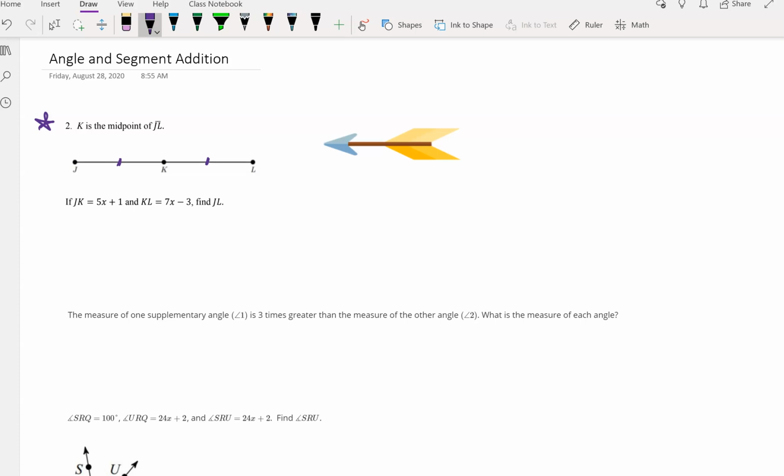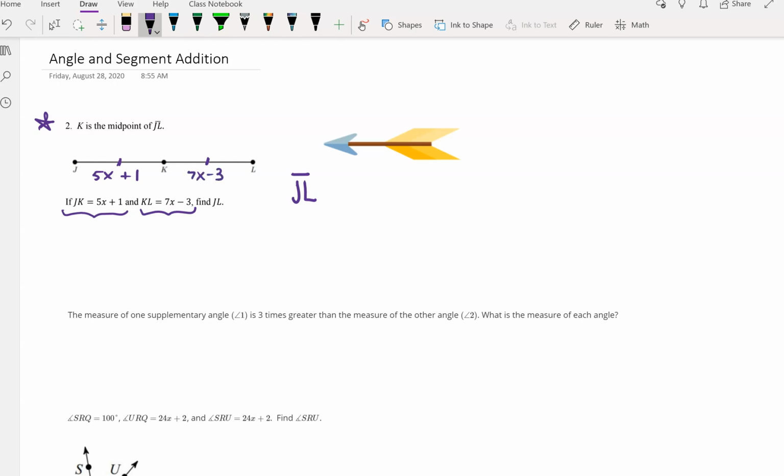So we're going to take this information and see if we can answer the question around this scenario, which is to find the length of JL. Well, JL is the entire length, right? So we want to find that entire length from J to L, the line segment. It tells us that JK is 5x plus 1. So I'm going to just write that right here, 5x plus 1. And it tells us that from K to L is 7x minus 3.